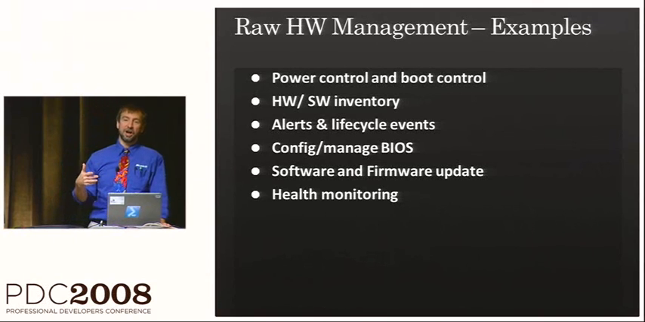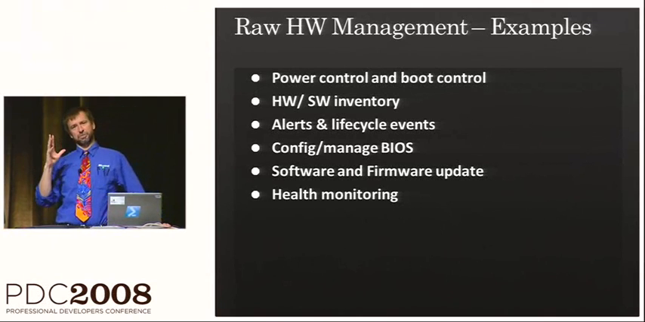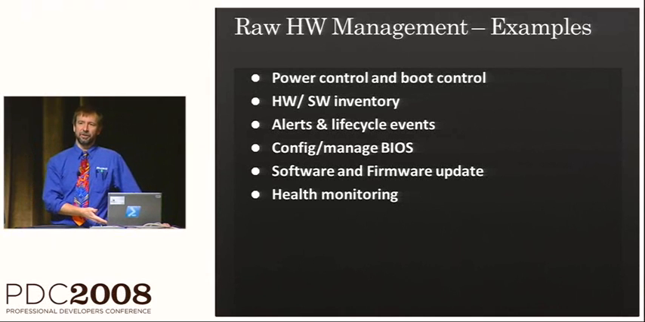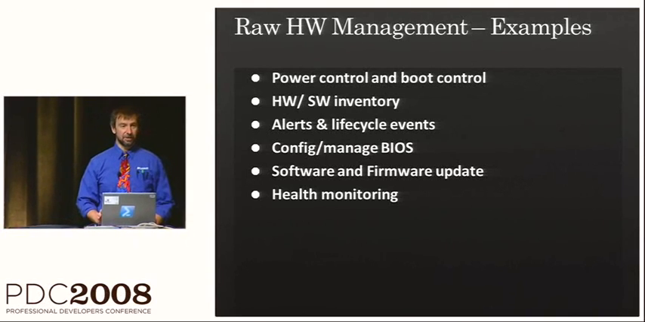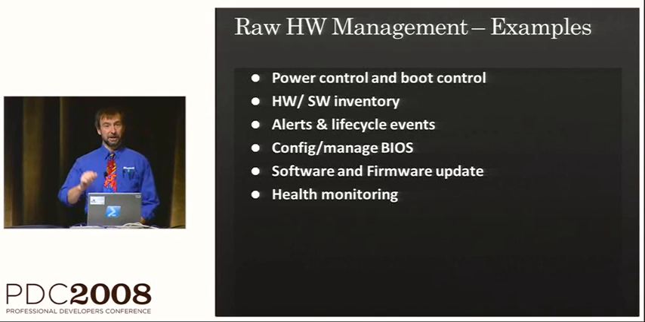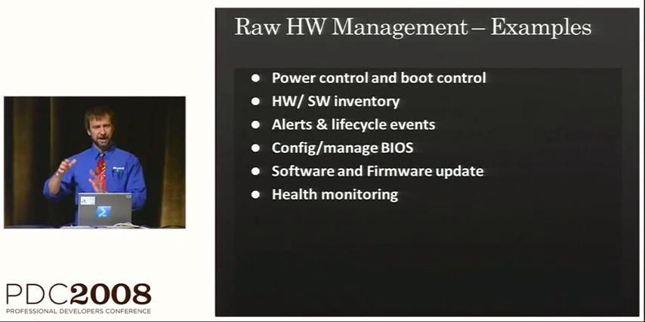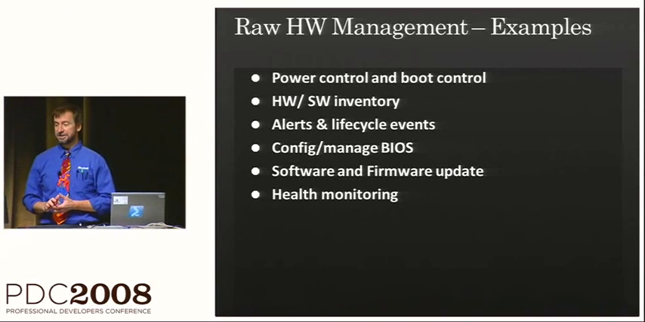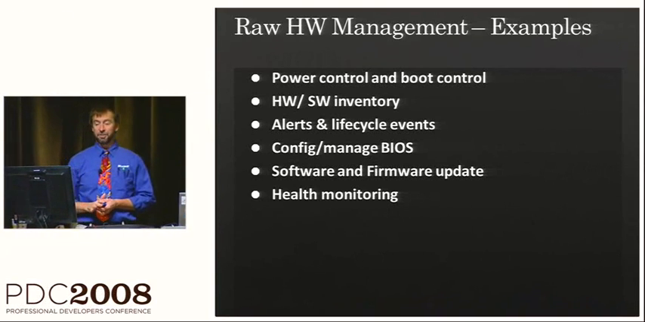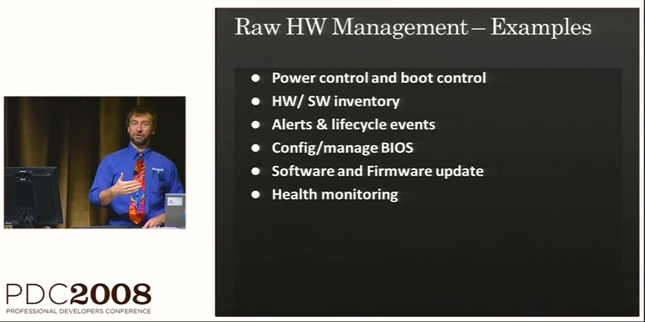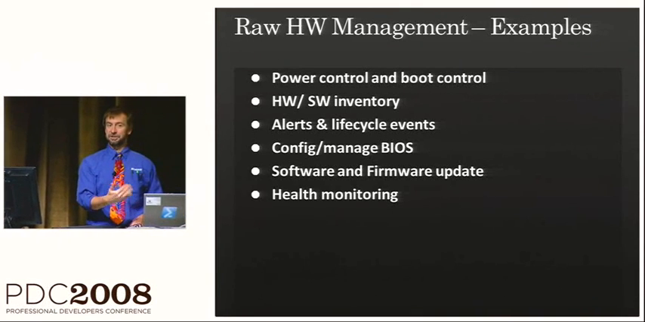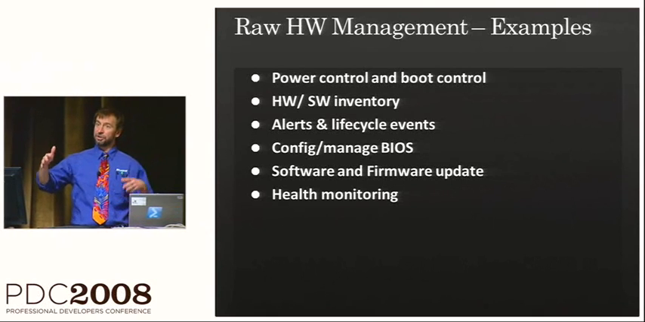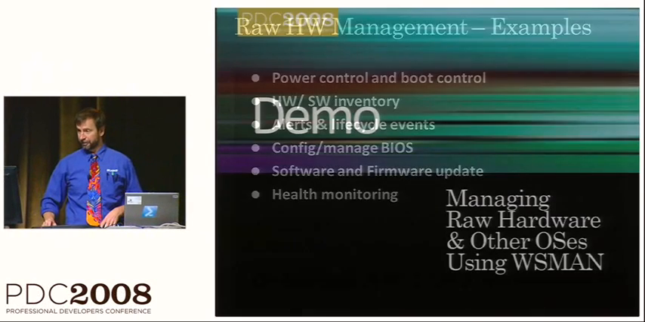You can do hardware and software inventory. Now, software inventory, oh, really? How does it do that? It's the software of the hardware, right? The firmware, BIOS versions, that sort of stuff. You can get alerts. So you can say, hey, tell me if you had any chassis opens. Somebody opens up the chassis, that generates an alert. You can get at that. You can configure and manage the BIOS of these things. You can do software and firmware upgrades, and then do health monitoring. Monitor things like power consumption, voltage, all that. And you'll be able to do that all using PowerShell version 2.